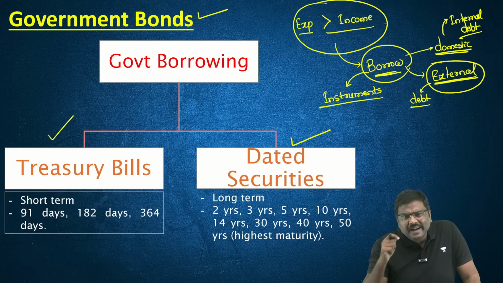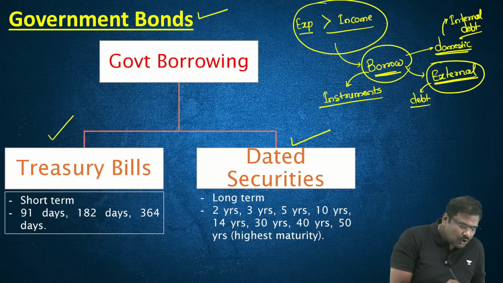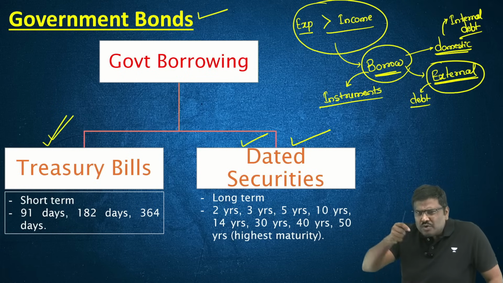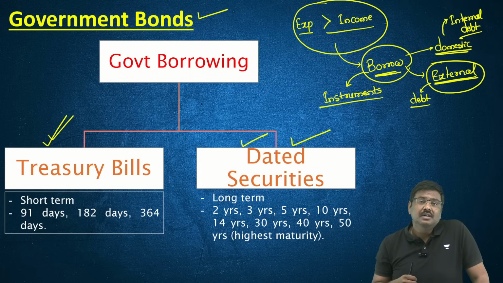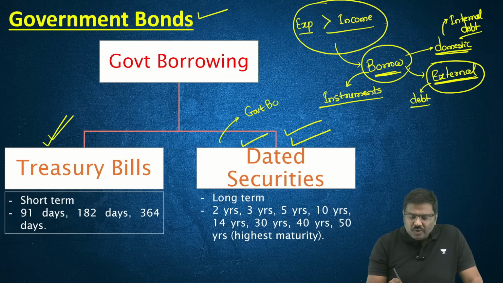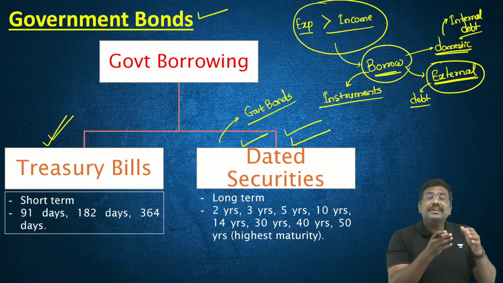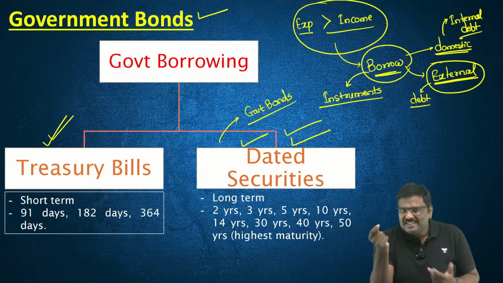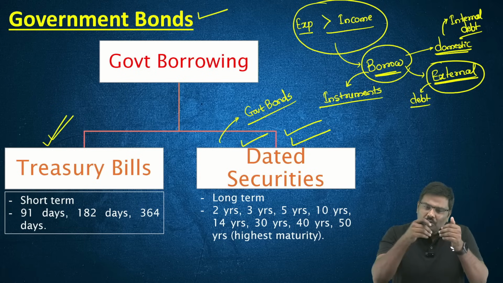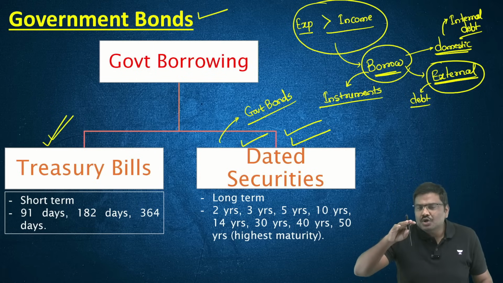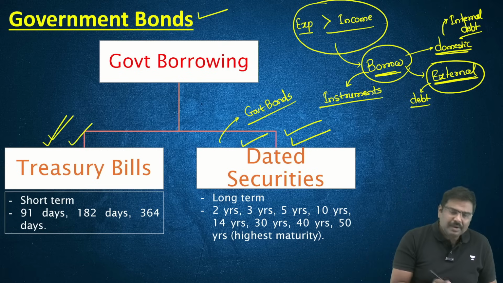91 days, 182 days, 364 days, those instruments are called treasury bills. On the other side, if the Government of India issues bonds which will mature in 10 years, 14 years, 40 years, 50 years, etc., these are called dated securities or government bonds. So please be very careful. Treasury bills are not government bonds. Dated securities are government bonds. Generally, any instrument which has a maturity period of more than 1 year and is used to borrow, we call it a bond. General convention, okay. So government bonds are more than 1 year, while a treasury bill is less than 1 year.